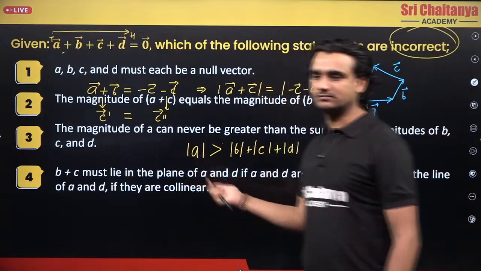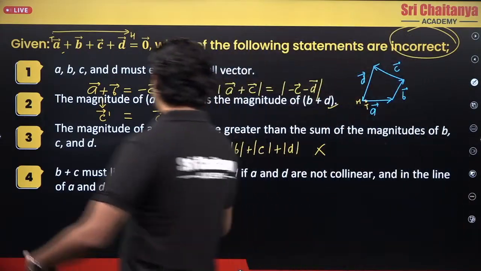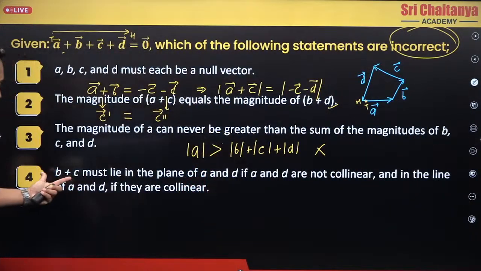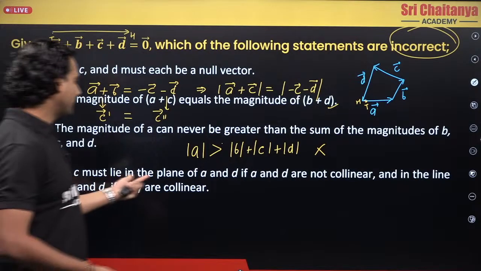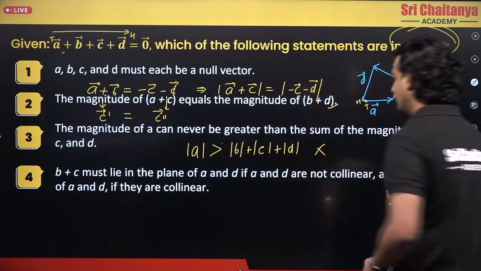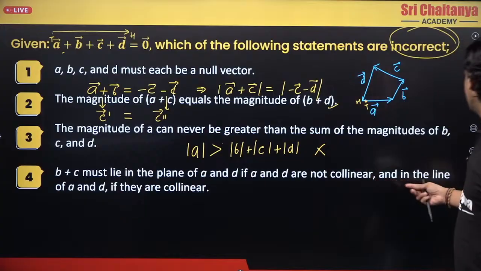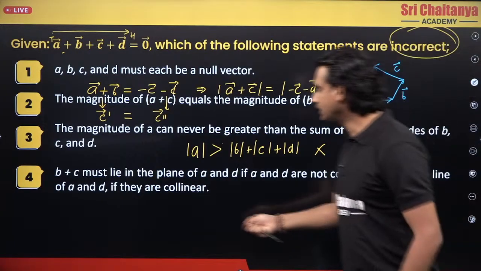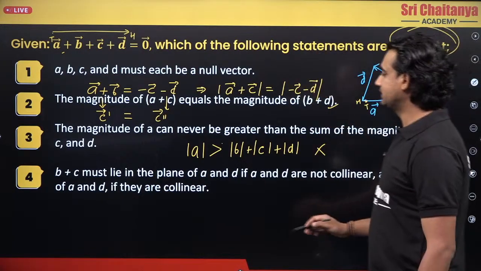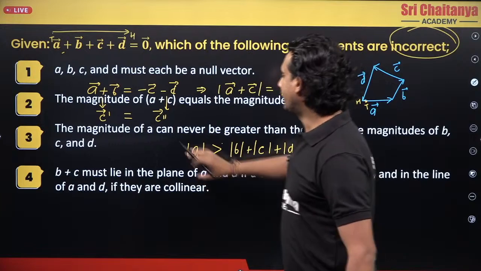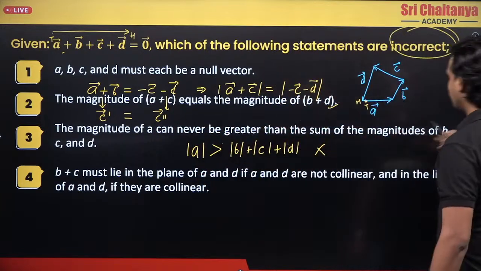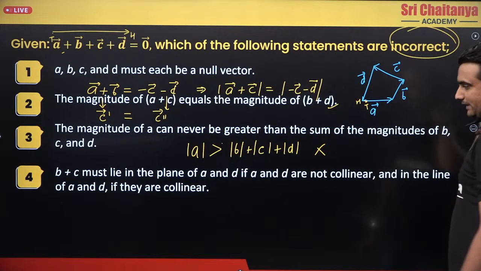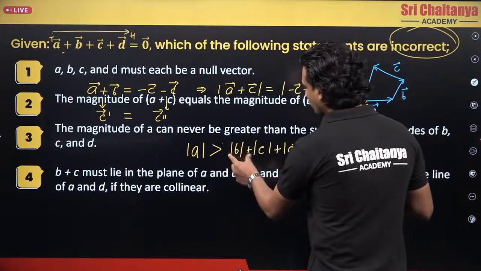So how to check this? We will see that. But let's look at the last option also: B plus C must lie in the plane of A and D if A and D are not collinear, and in the line of A and D if they are collinear. So let's first understand that the magnitude of A can never be greater than the sum of the magnitudes of B, C and D. Now how to calculate this?